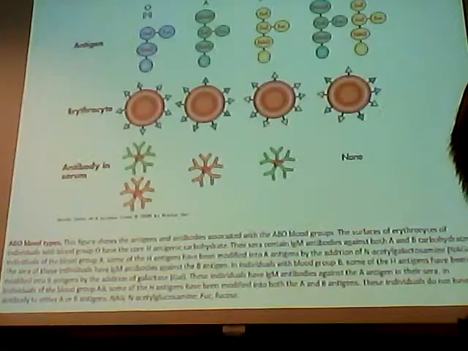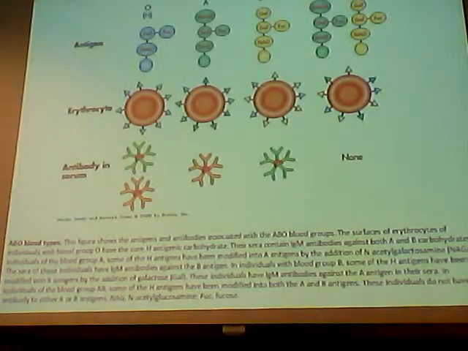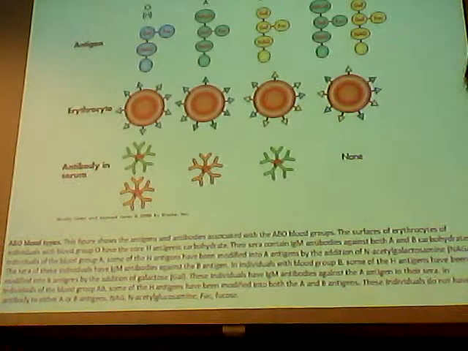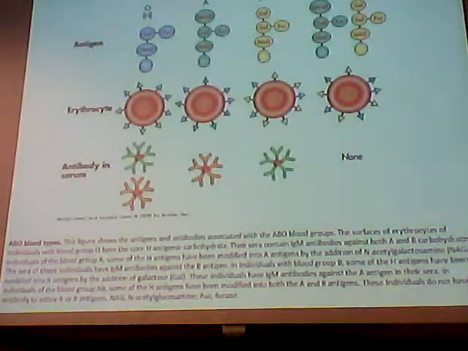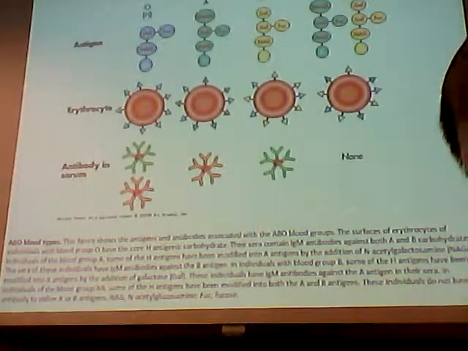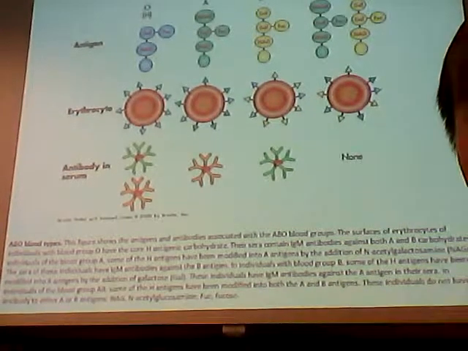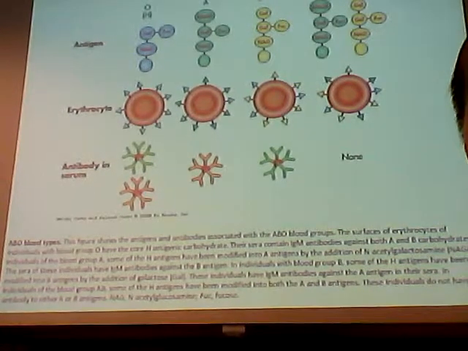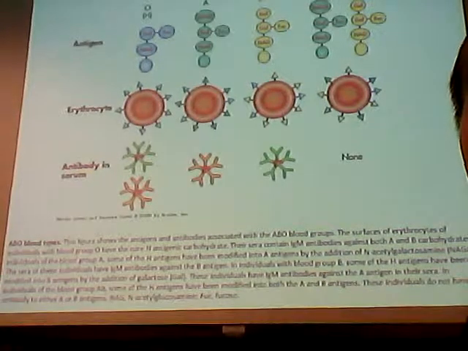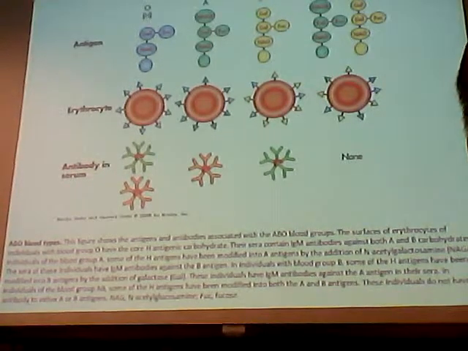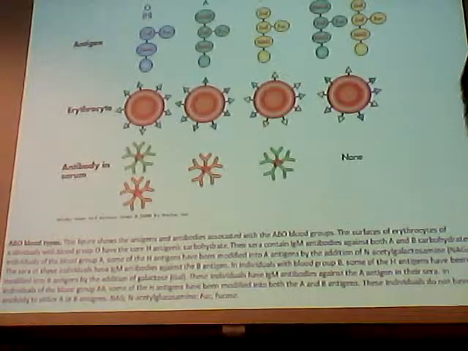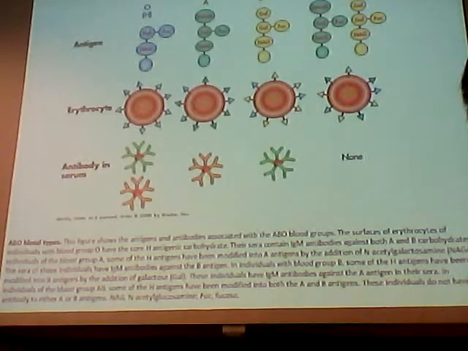So we just went over all of these. With blood types, remember, if you have type A blood, that means you have A antigen and anti-B antibody. With type AB, you have AB antigen, but no antibodies. And then type O, you have no antigen, but you have anti-A and anti-B antibodies.